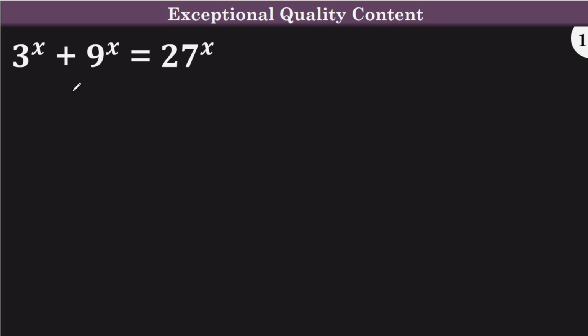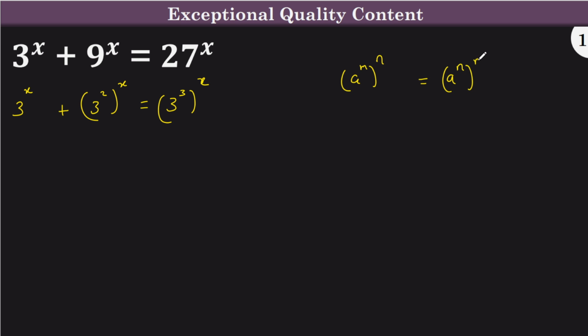First, we can see that everything is in powers of 3. So we can write it as 3 raised to x, then as 3 raised to the square to the power x, then as 3 to the power 3 to the x. Now, if we exchange the powers, for example, if I write a raised to m raised to n, I can also write it as a raised to n raised to m, right? We can switch the powers.